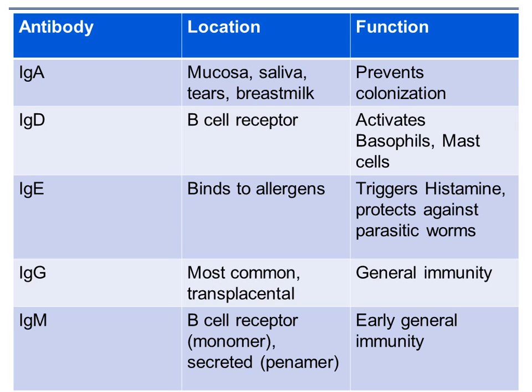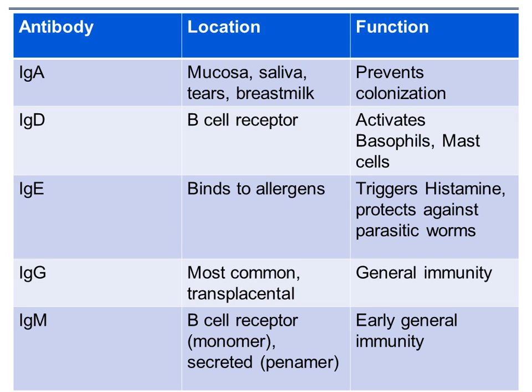Immunoglobulin G, or gamma globulin, is the most common. Over 80%, 80 to 85% of the general and traditional B cell antibody binds to a bad thing is IgG. Thankfully, it's transplacental, so it actually crosses the placenta and helps protect the baby.